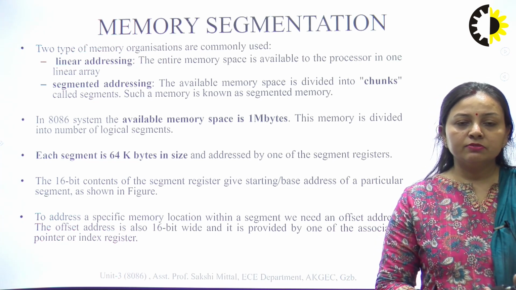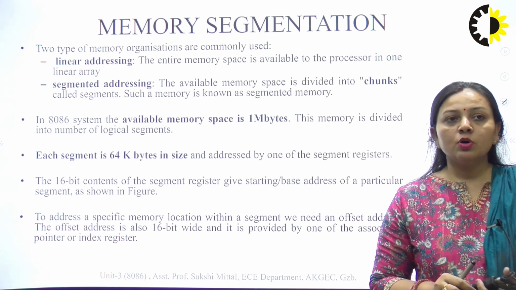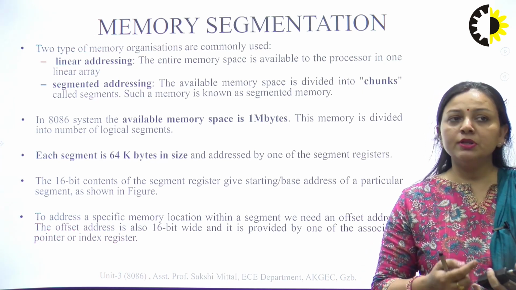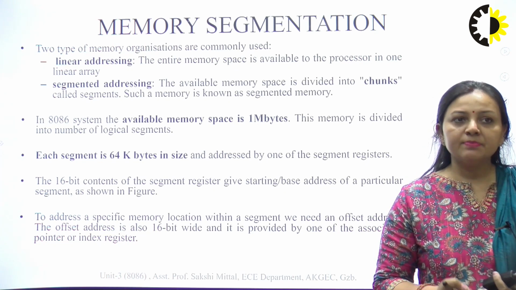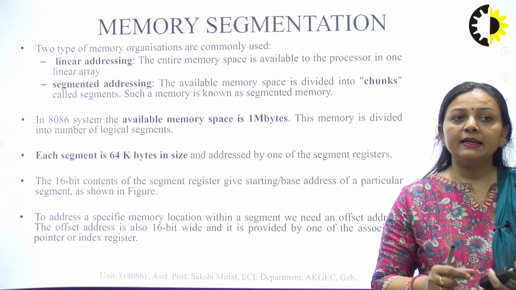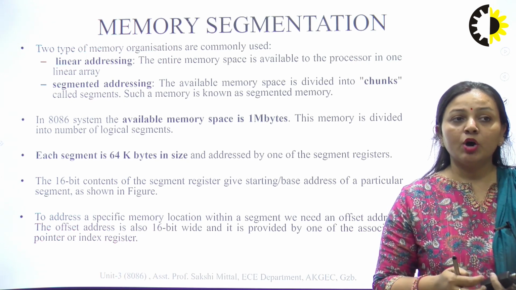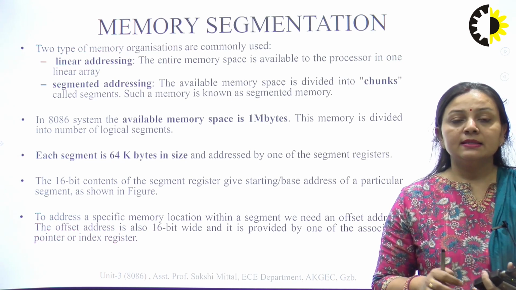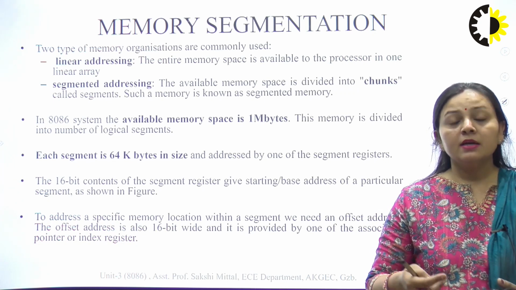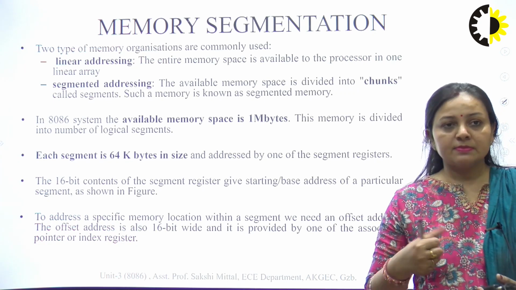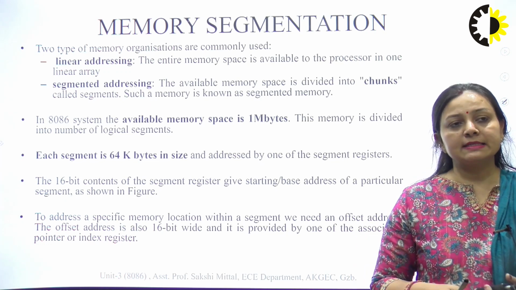What is a memory? Memory is nothing but a stack of locations. So how can you arrange your memory? There can be two types of memory organizations, linear addressing and segmented addressing. Linear addressing says that the entire memory space is available to the processor in one linear array. However, segmented addressing says that all the available space is divided into chunks, or pieces, and we call those chunks segments. Since we have divided the memory space into chunks, we call it segmented addressing.